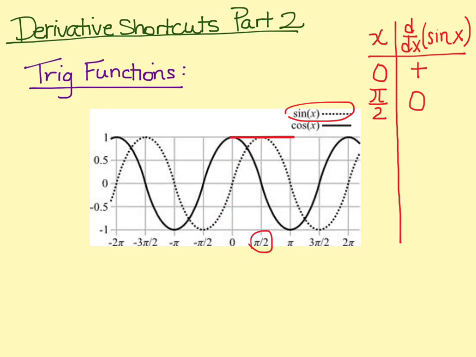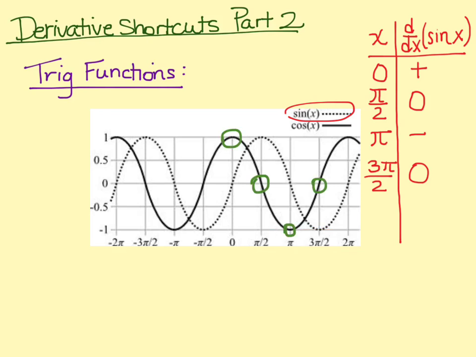Now looking at pi over 2, we see that we have a horizontal tangent line. So any horizontal tangent line must have a slope of 0. So at pi over 2, the derivative is going to be 0. At pi, we see that we have a negative slope, and this slope seems to be about as negative as the graph is ever going to get. So once again, we're going to have, for the derivative, a very negative number. And at 3 pi over 2, again, we see a horizontal tangent line. So again, our slope is 0.